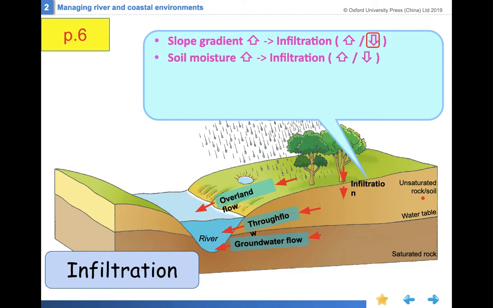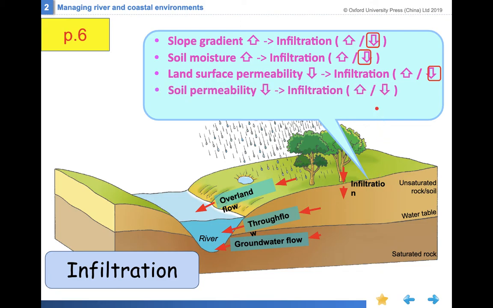OK, and when the soil moisture is increasing, the infiltration will also decrease. It is because when the soil moisture increases, it will become more saturated. That means less water could infiltrate into the water table layer. And the land surface permeability. Permeability here means 透水性，即係話佢滲唔滲到水嘅意思啦。So if it is less permeable, the infiltration will be less too because it can't go into the subsurface area.